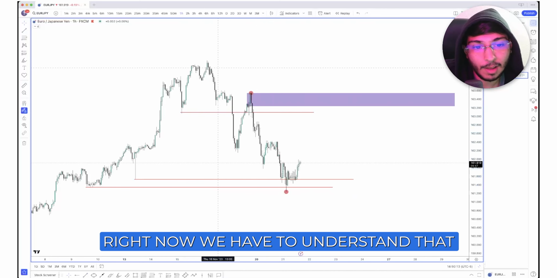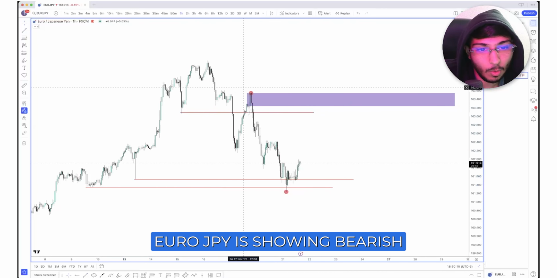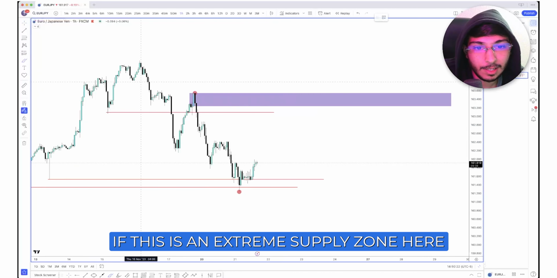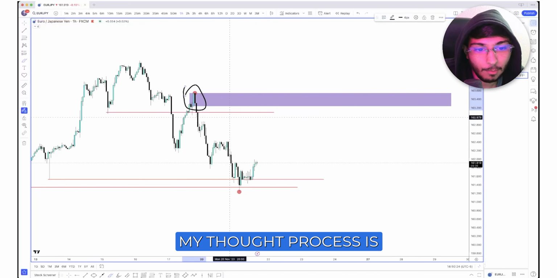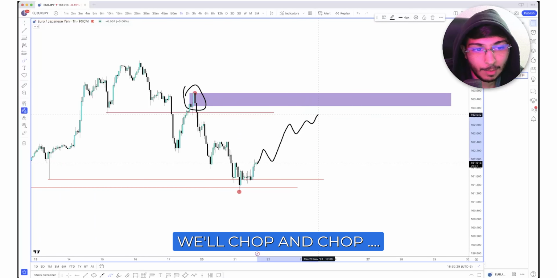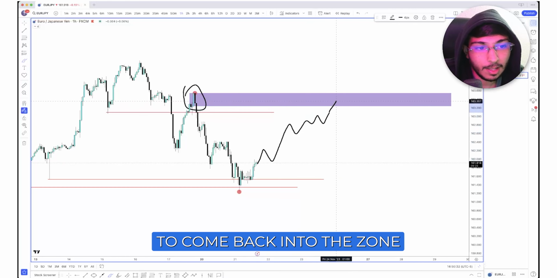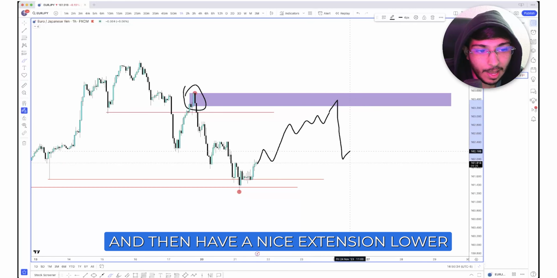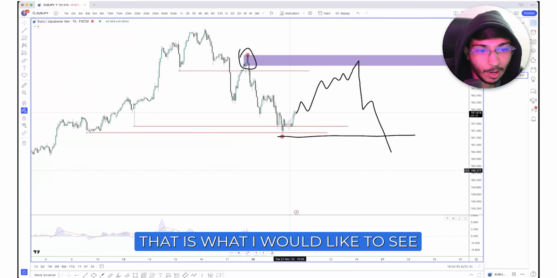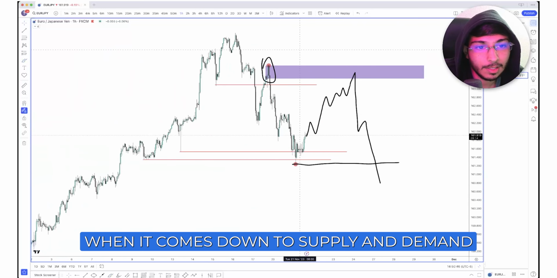Right now, we have to understand that Euro JPY is showing bearish momentum. It's showing a bearish flow. If this is an extreme supply zone here, my thought process is this, more than likely we'll chop and chop and chop, correct to come back into this zone and then have a nice extension lower, breaking past this previous week low, putting in a new low. That is what I would like to see when it comes down to supply and demand.